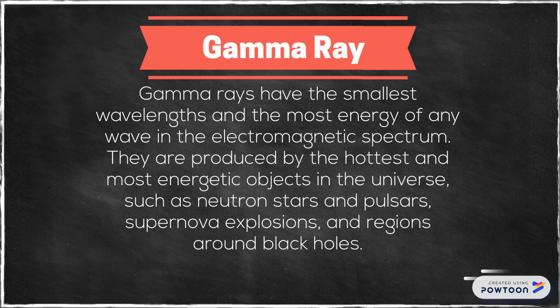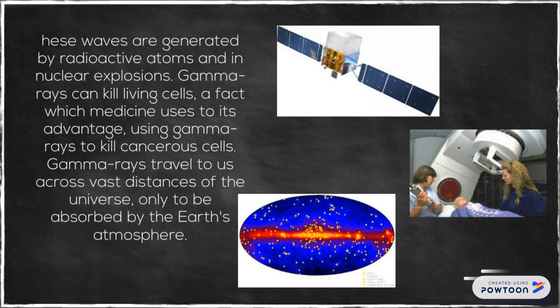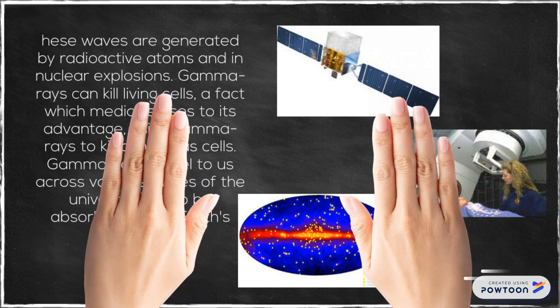Gamma rays have the smallest wavelength and the most energy of any wave in the electromagnetic spectrum. They are produced by the hottest and most energetic objects in the universe. They are generated by radioactive atoms and in nuclear explosions, which can kill living cells, and medicine uses this to its advantage. They can travel across vast distances in the universe.